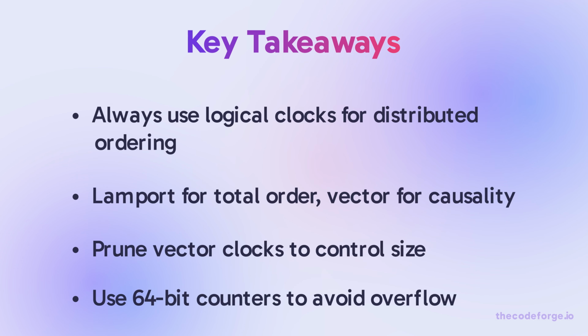To recap, always use logical clocks instead of physical timestamps. Lamport clocks are cheap and simple for total order. Vector clocks give you full causality but require pruning. Use 64-bit counters to prevent overflow.